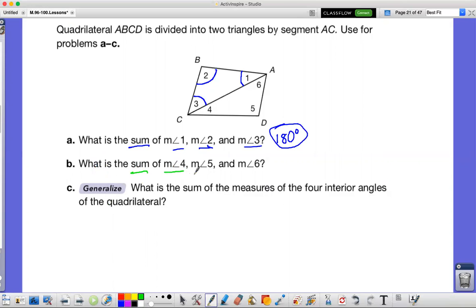What is the sum of the measure of angle 4, the measure of angle 5, and the measure of angle 6? So the measure of angle 4, the measure of angle 5, and the measure of angle 6.